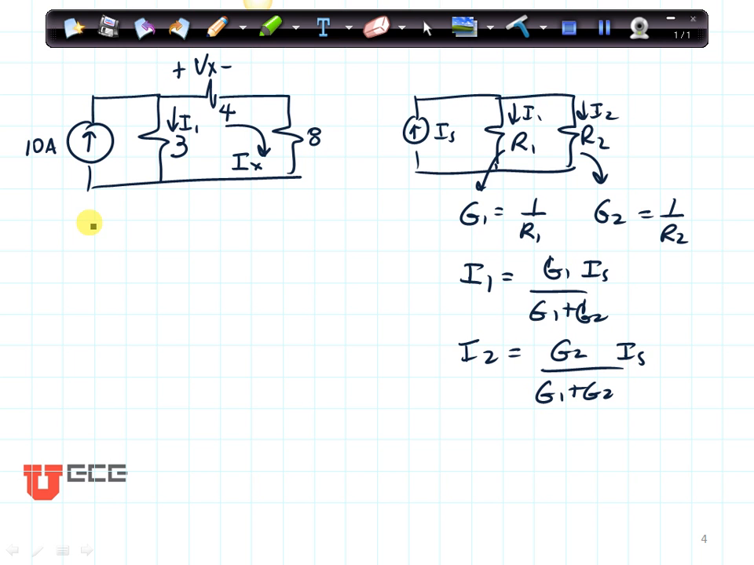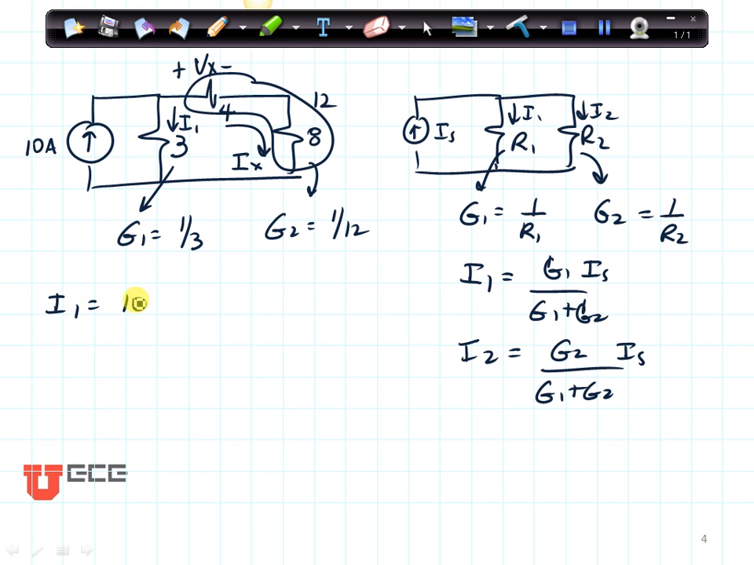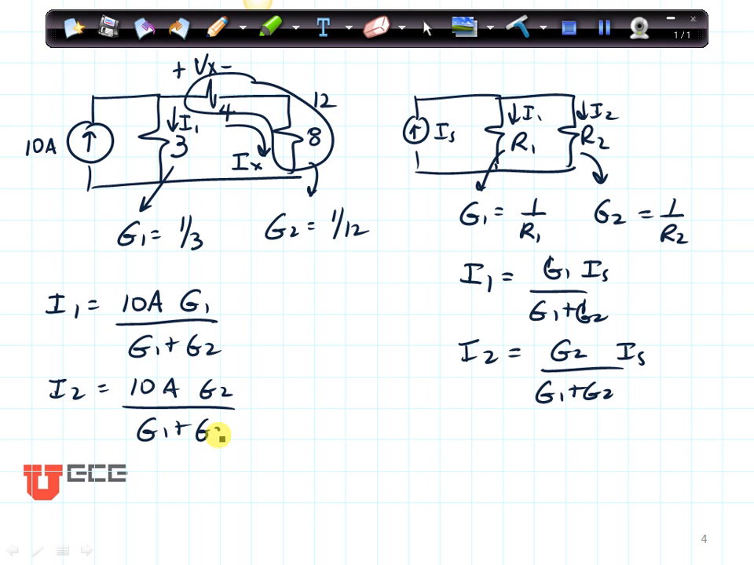So let's do that over here. I can see that if I combine these two in series, that would be 12 ohms. That's what I'll be using in that arm. So if I wanted to have G1, that would be 1/3, and then converting this to G2, that would be 1 divided by 12, or 1/12. So I1 is going to be 10 amps times G1 over G1 plus G2. I2 is going to be 10 amps times G2 over G1 plus G2. Do the math to work out what the currents will be.